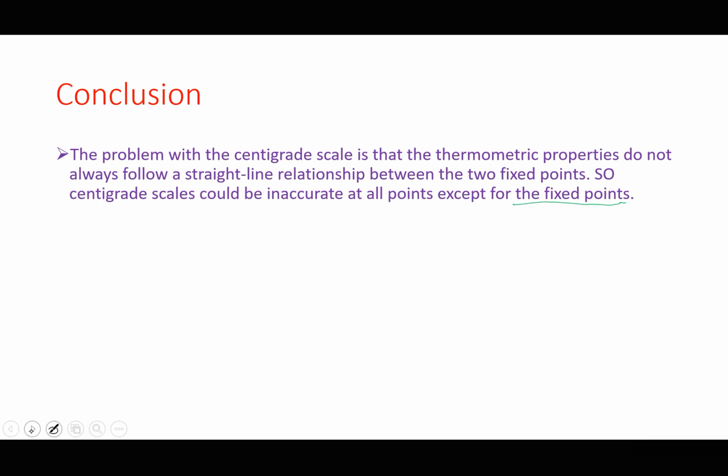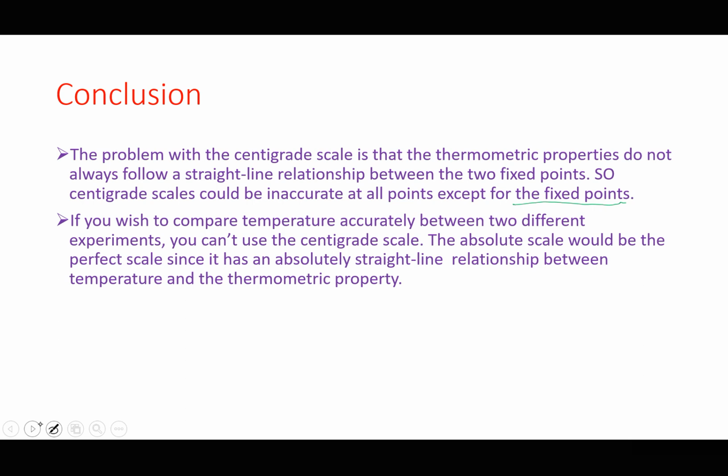Number two, does it mean we now have a better scale using the absolute? If we wish to compare temperature accuracy between two different experiments, you can't rely on the centigrade scale because the variation is not perfectly linear. The absolute scale would be the most perfect scale since it has an absolutely straight line relationship between temperature and the property, of course, as long as the gas used is at low pressure.